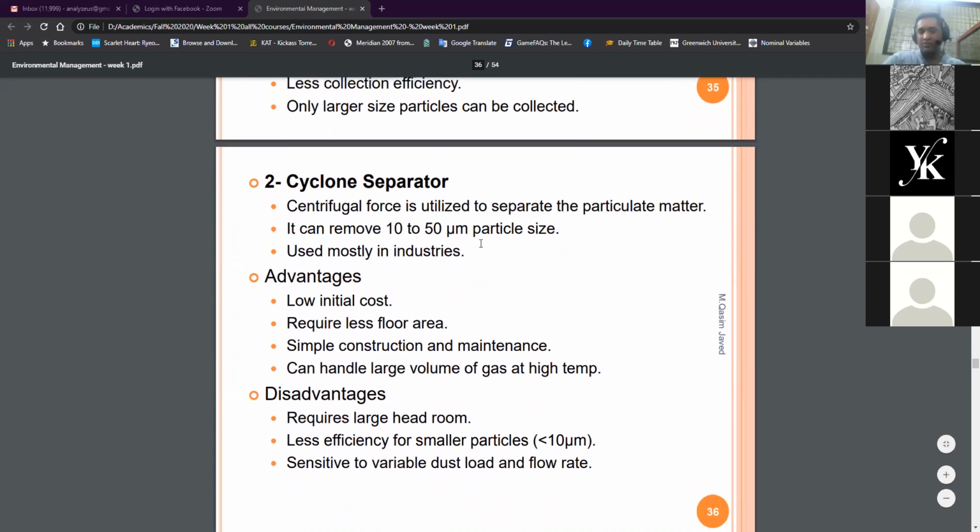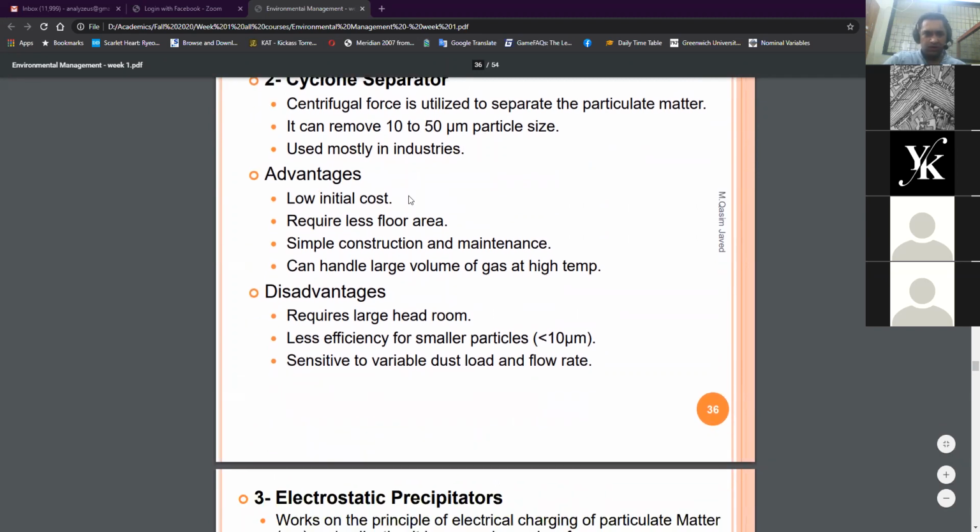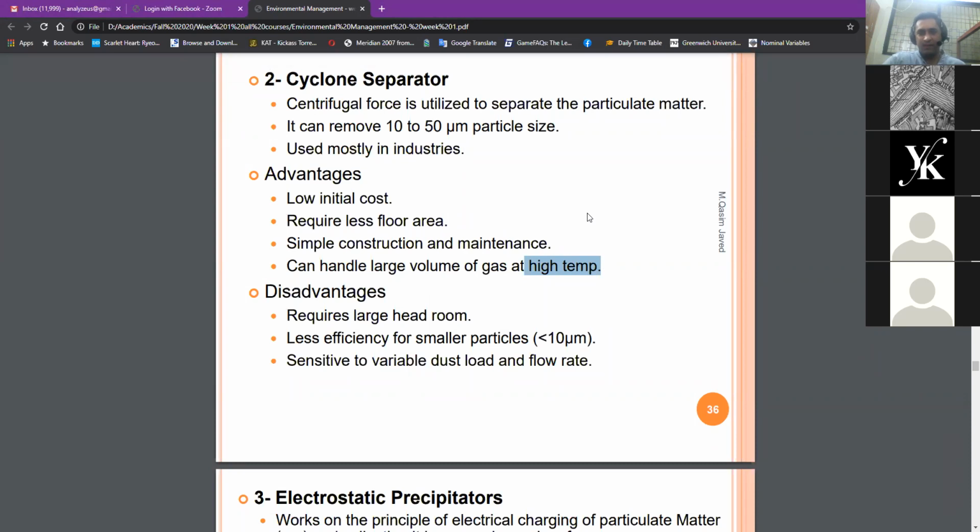It is mostly used in industries. One of the advantages here is low initial cost, less floor area required, relatively simple construction and maintenance, and it can handle a relatively large volume of gas at high temperature. Now, this high temperature element is relatively important here because a lot of industrial processes result in the expulsion of high temperature gases.